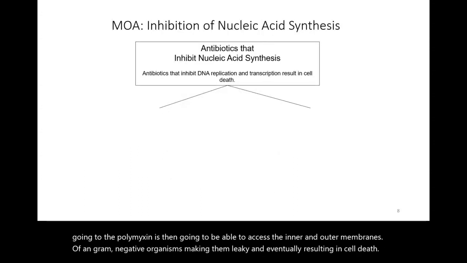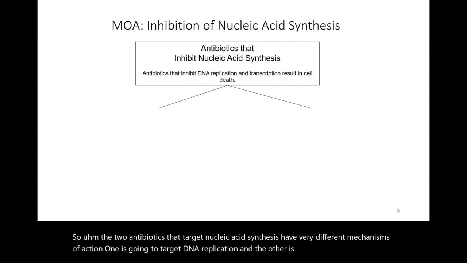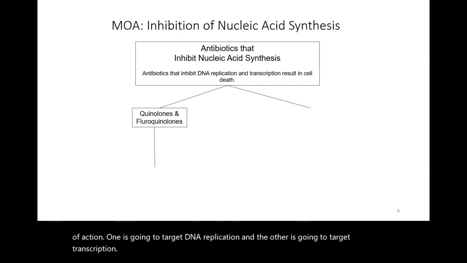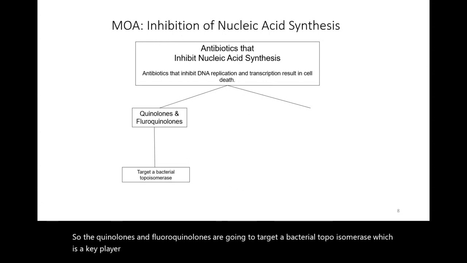So the 2 antibiotics that target nucleic acid synthesis have very different mechanisms of action. One is going to target DNA replication and the other is going to target transcription. So the quinolones and fluoroquinolones are going to target a bacterial topoisomerase, which is a key player in DNA replication.